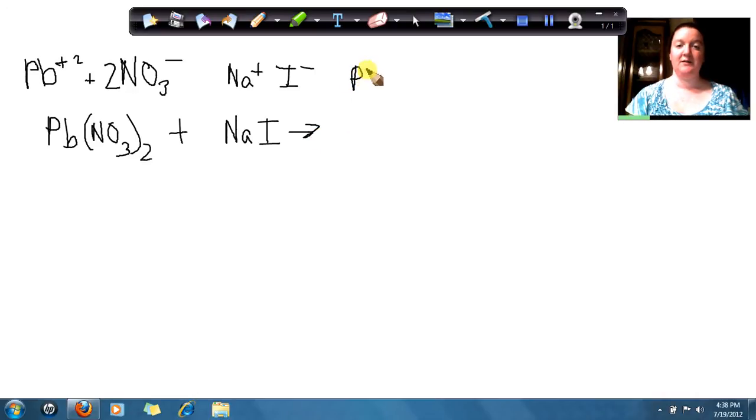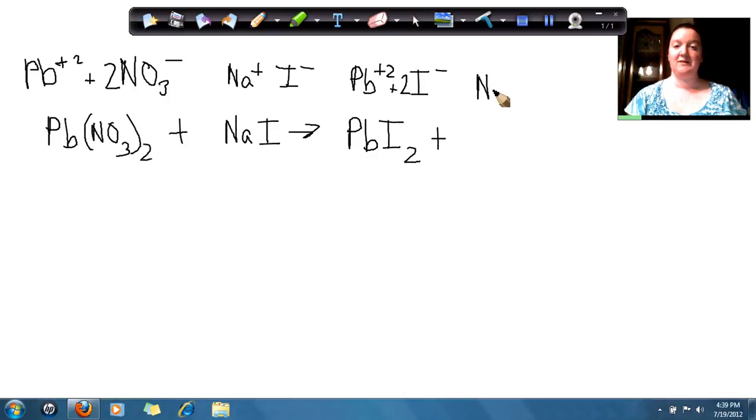So again, we know that our lead has a +2 charge. We have iodide, which has a -1 charge. So that means that we have to have 2 iodide ions. So our neutral formula will be PbI2. And we have sodium nitrate. And we know sodium is Na and has a +1 charge. We know that our nitrate is NO3 and it has a -1 charge. So if we put those together, we have NaNO3.